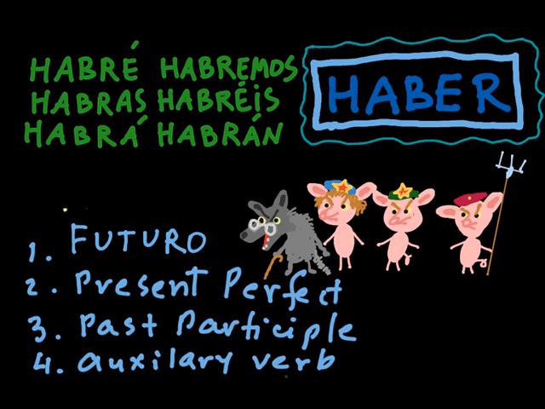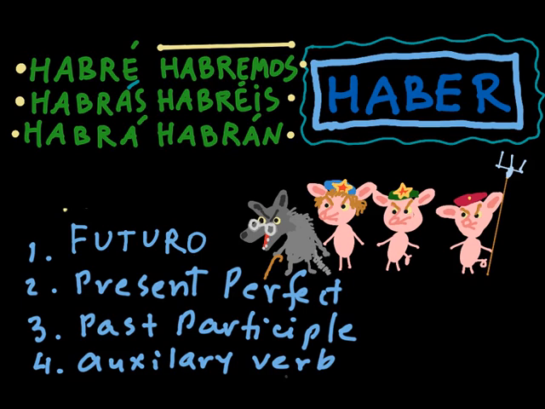It will be habré for yo, habrás for tú, habrá for él, ella, usted, habremos for nosotros, habréis for vosotros, you plural used only in Spain, habrán, you plural, for ustedes and ellos. Please note that all of them will have accent marks except the nosotros form. All of them will have accent marks in the spelling.